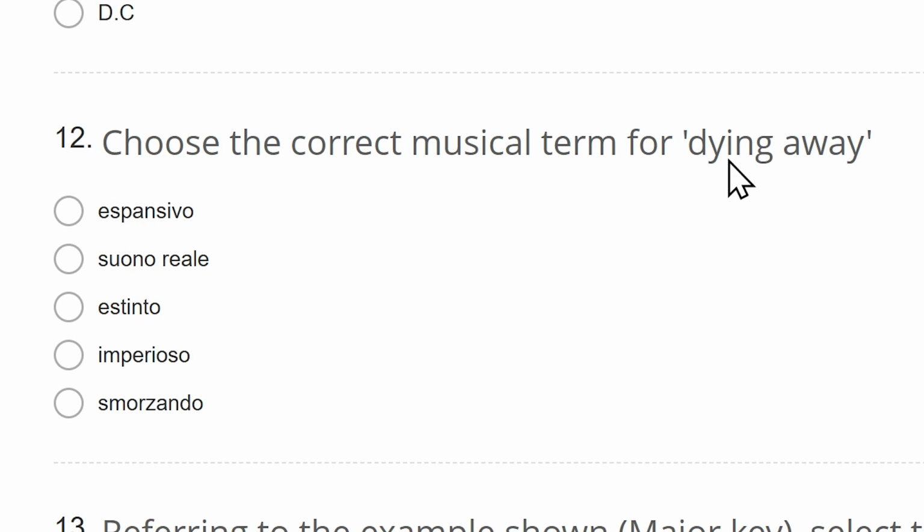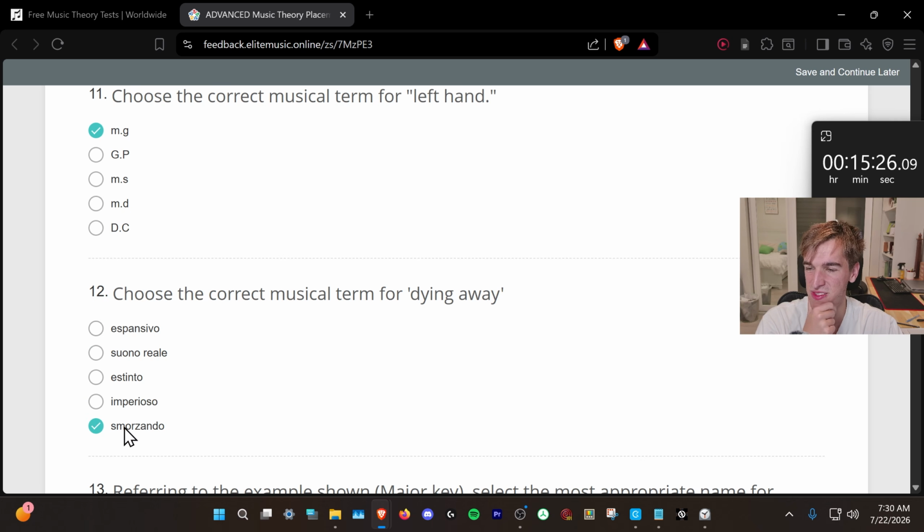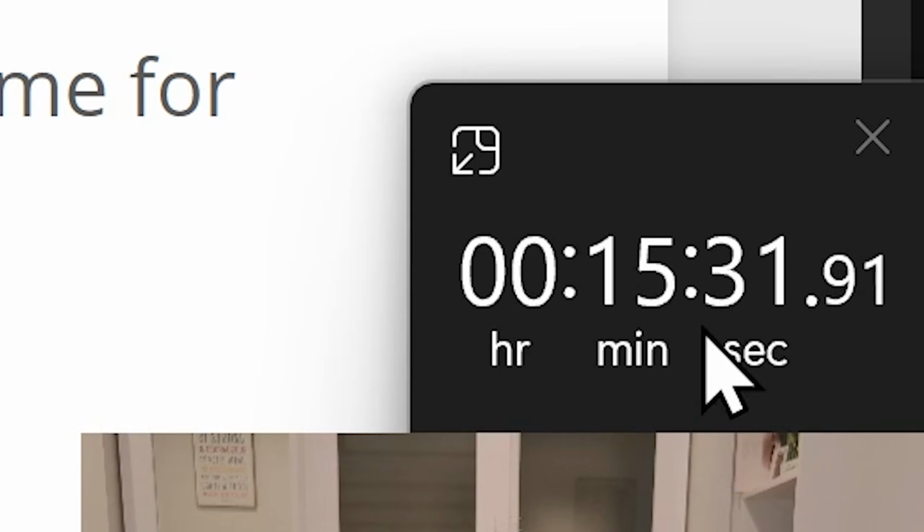Choose the correct musical term for dying away. Oh, smorzando. I learned this one recently. Yo, let's go. The goat. I need to go faster. Oh my gosh, I'm taking way too long.